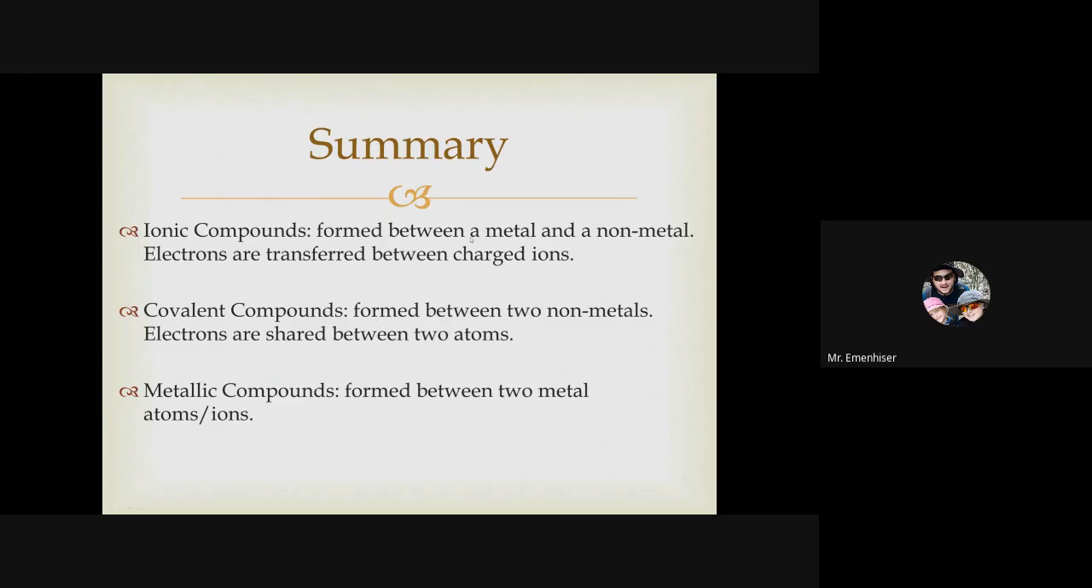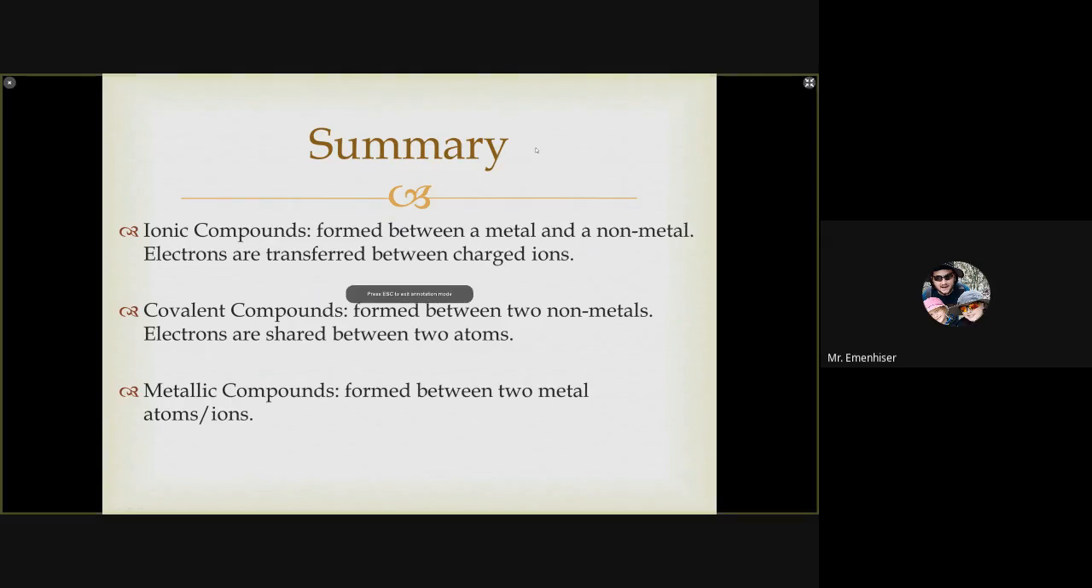Okay, in summary, all right, what I need you guys to take away from this. Ionic compounds are formed between a metal and a nonmetal, and electrons are transferred. So again, we had sodium, we had chlorine, and one of the electrons on sodium is given to chlorine, and you get a +1, you get a -1. So that's ionic bonding.